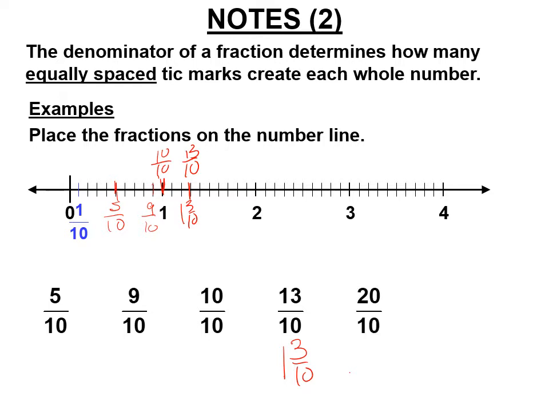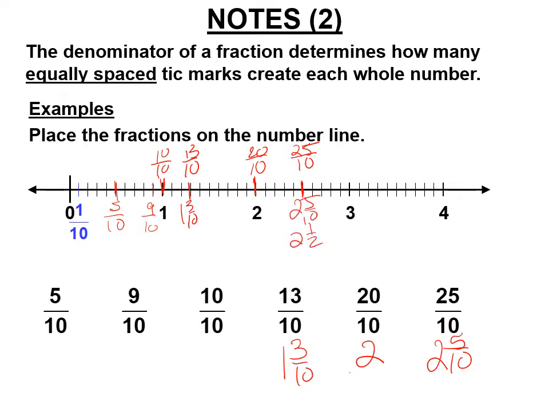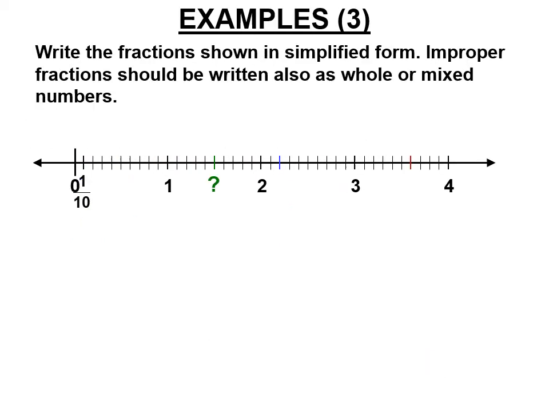20/10 goes where? Well, 20 divided by 10 is 2, so 20/10 is 2 right there. 25/10 is 2 and 5/10, so that would go 1, 2, 3, 4, 5, and 5/10 is 1/2, so 25/10 goes in the exact same location as 2 and 5/10, same as 2 and 1/2. So that's tenths. 9 little marks, 10/10 is 1 whole.